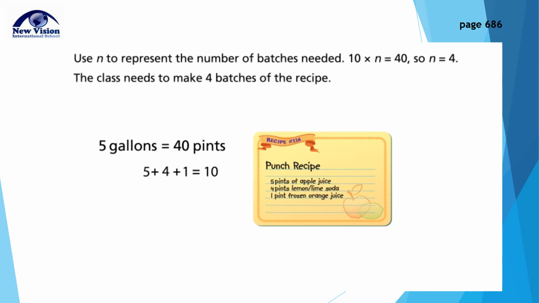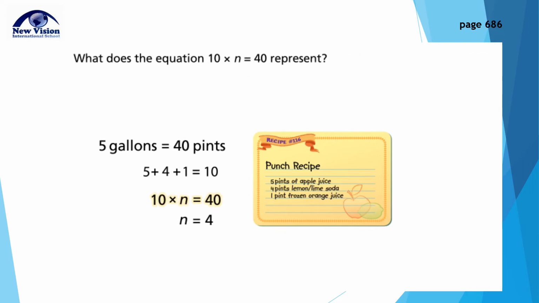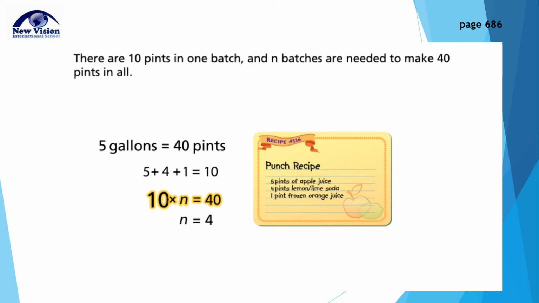Use n to represent the number of batches needed. 10 times n equals 40. So n equals 4. The class needs to make 4 batches of the recipe. What does the equation 10 times n equals 40 represent? There are 10 pints in one batch, and n batches are needed to make 40 pints in all.